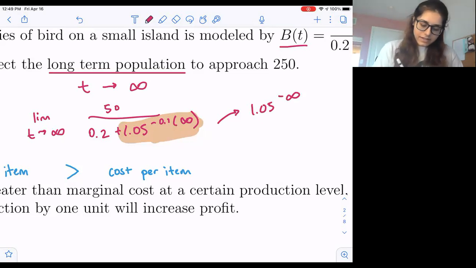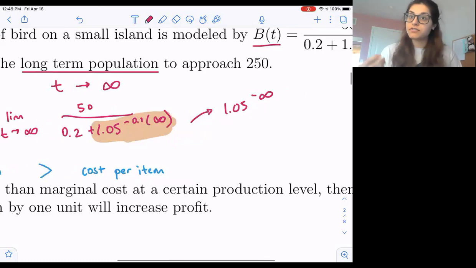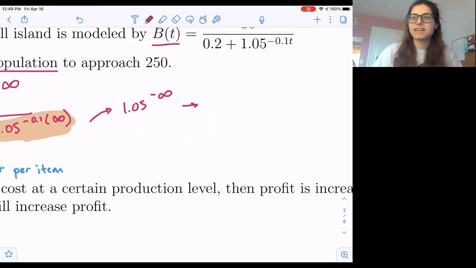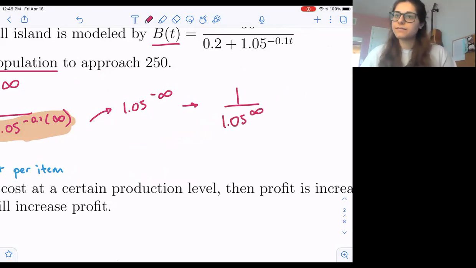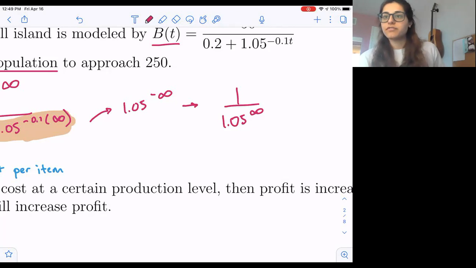So if we think of this in fraction form, because I don't really like having negatives in my exponents, when we have a negative exponent, we can switch the sign, like with any exponent, and move it from the numerator to the denominator or the other way. So in this case, this is equal to 1 over 1.05 to the power of infinity. Right, so that's what our negative exponent is telling us. All right, so 1.05 to the power of infinity.